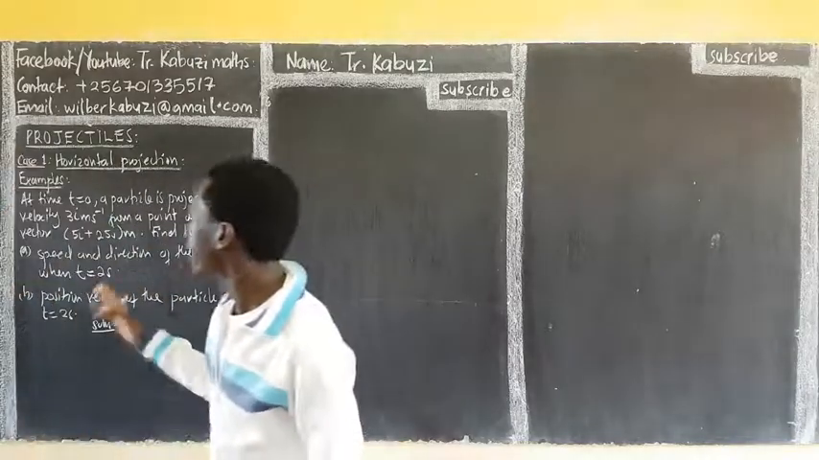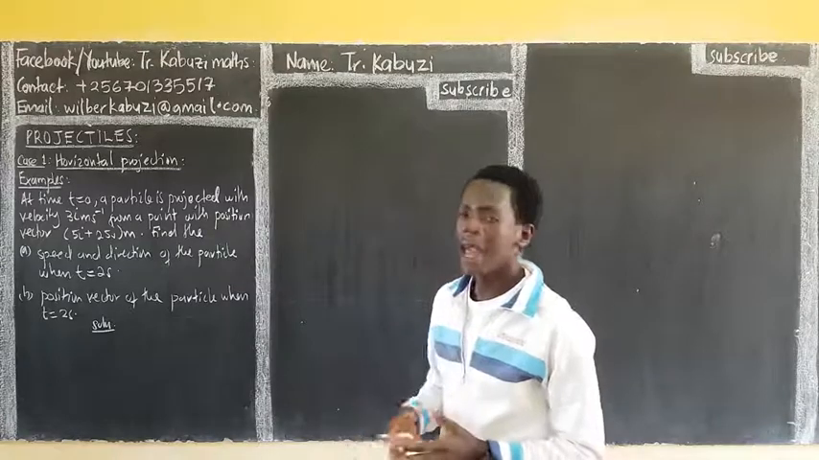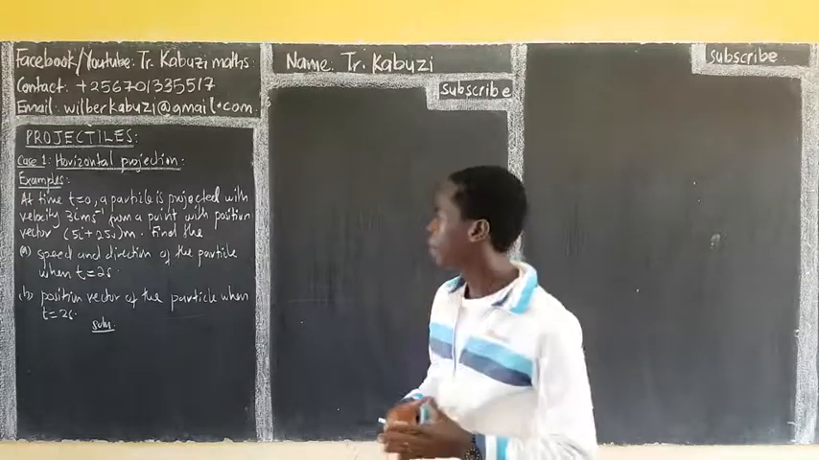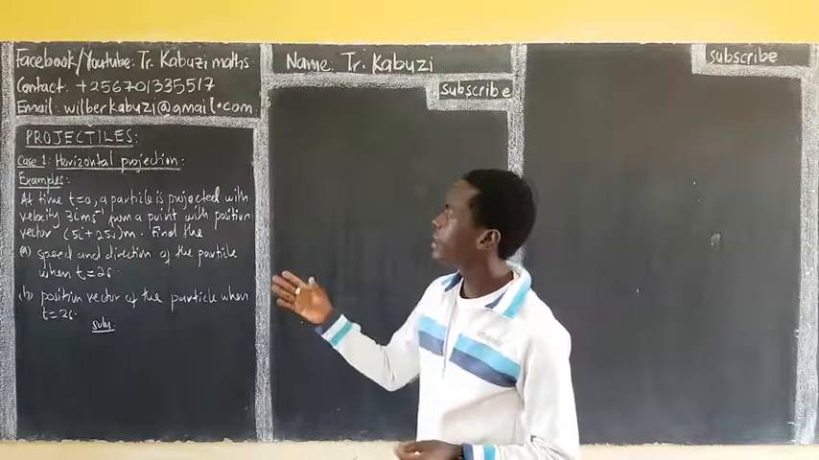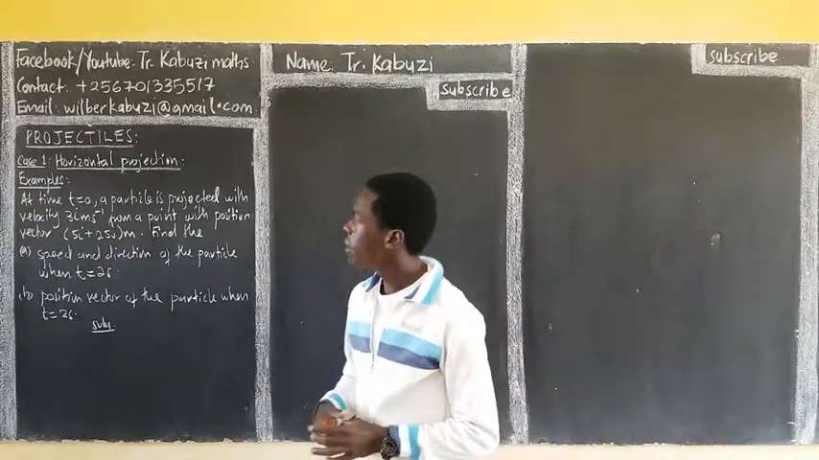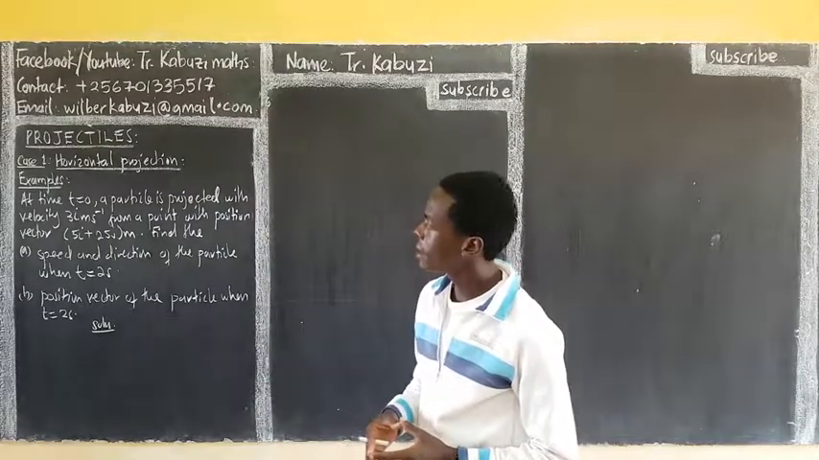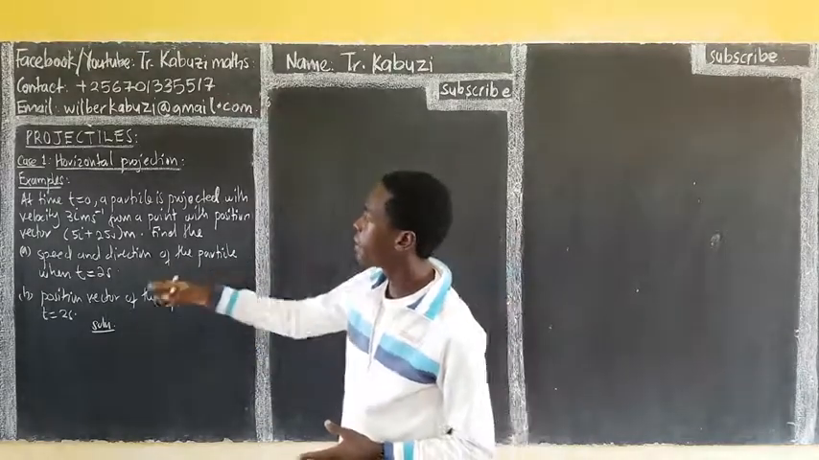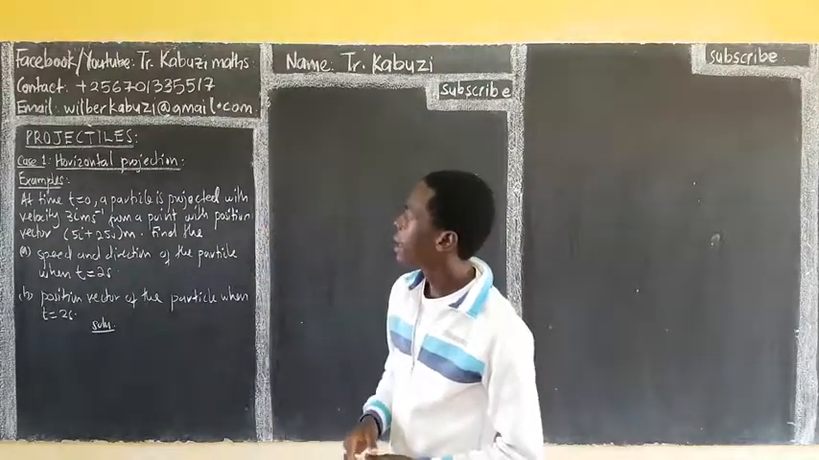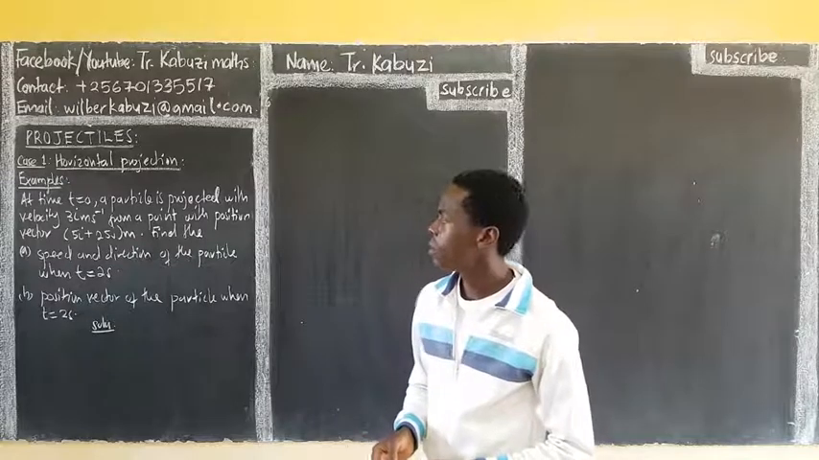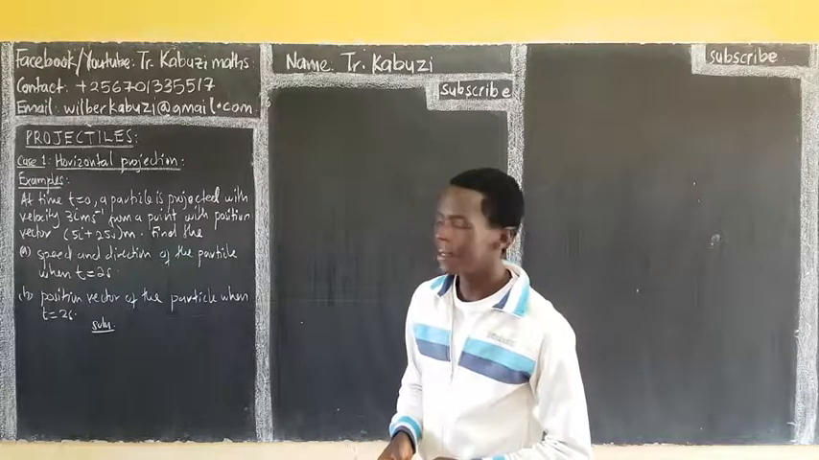Okay, so members, now let's see what happens if they give us the velocity in the ij notation. What happens there? Then they're asking us here the position vector of the particle. So let's go through it. At time t equals 0, a particle is projected with velocity 3i meters per second from a point whose position vector is 25j meters. So they were giving us now the height from the floor. Find the speed and direction of the particle when t is equal to 2 seconds.